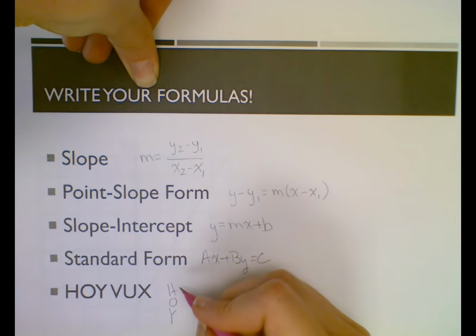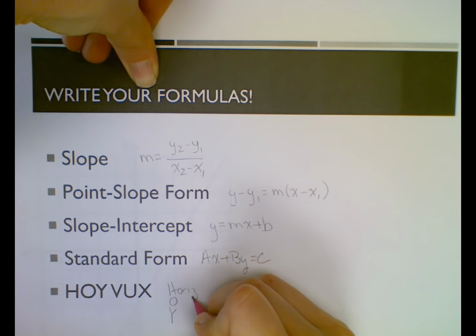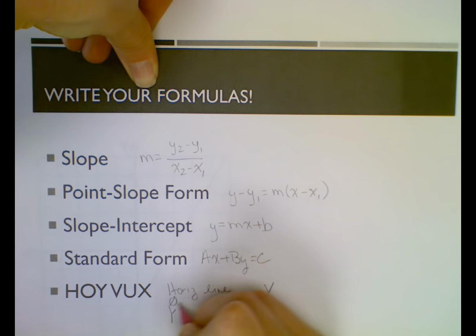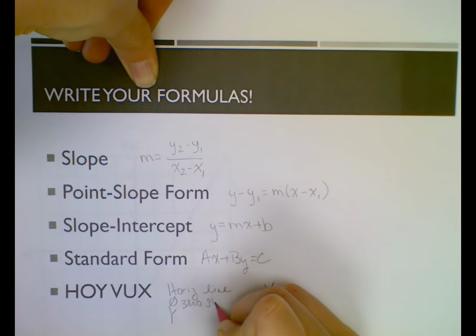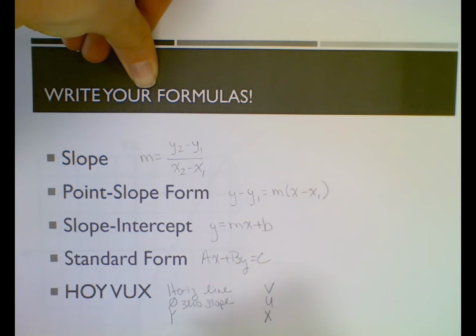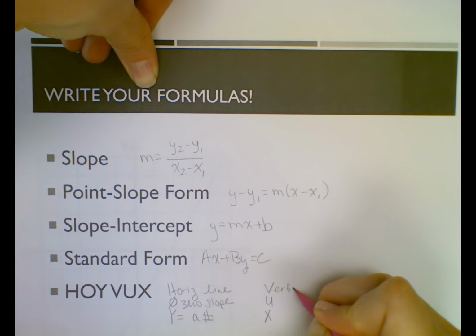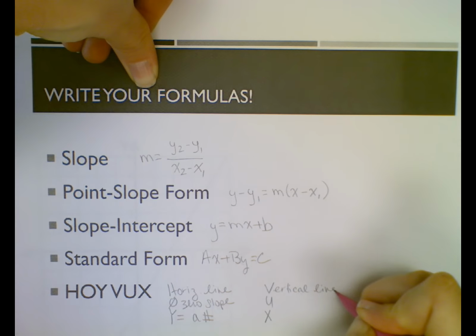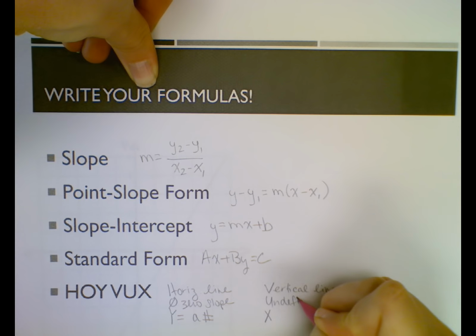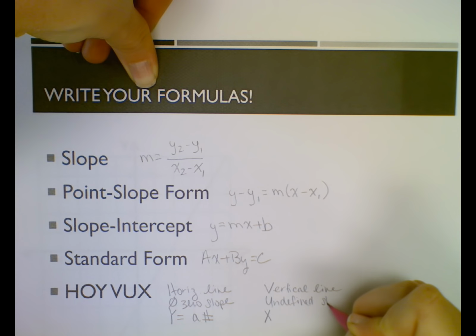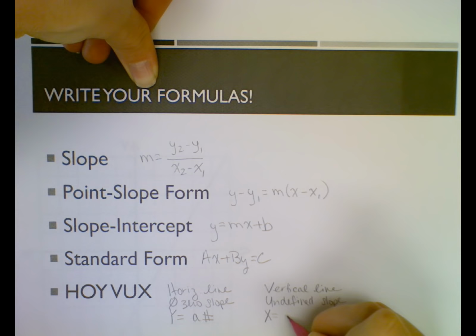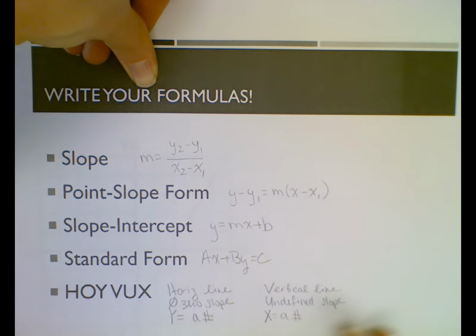Remember, HOY, that's when we have a horizontal line with a zero slope, and the equation for every horizontal line is y equals some number, y equals a number. VUX, that's a vertical line, so anytime we have a vertical line, we have an undefined slope, and the equation is always going to be x equals a number.